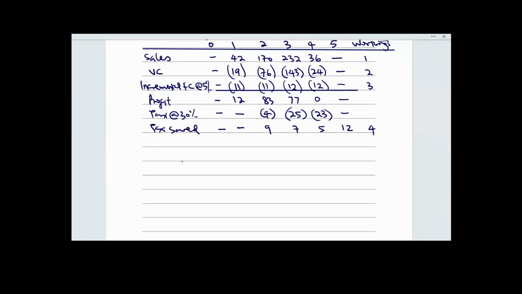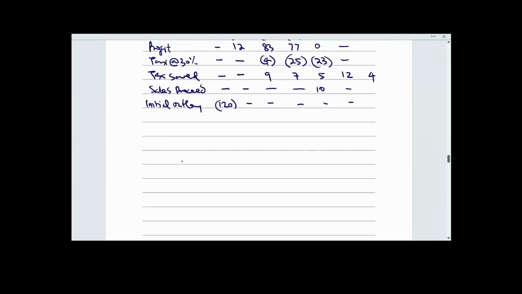All right. Then after the tax saved, we are following the format. After tax saved, we have sales proceed or scrap value. So according to the question, the sales proceed in year 4 is, I think, 10 million. Yeah, it's 10 million. Then we have initial outlay. Initial outlay is 120 million. Okay. Then we also have working capital.